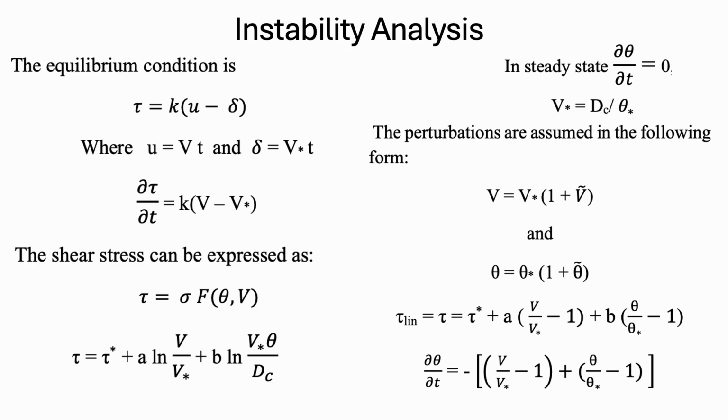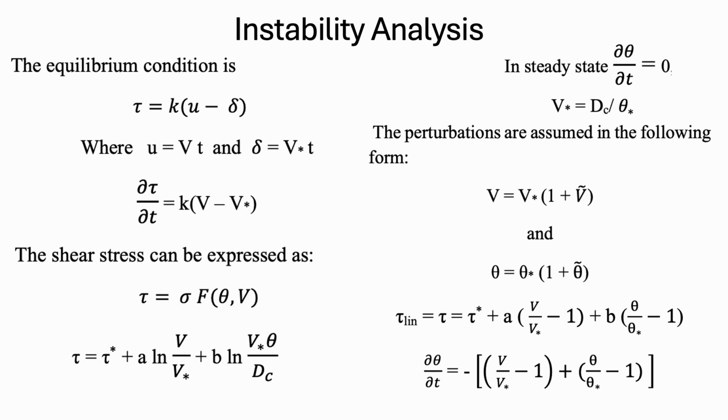So now we assume that based on these conditions, a perturbation or a change is introduced into the system, which is of the form as given over here: V equals V star times (1 plus V cap), and this also causes a change on the surface conditions of the body, and that is encoded by theta equals theta star times (1 plus theta cap).